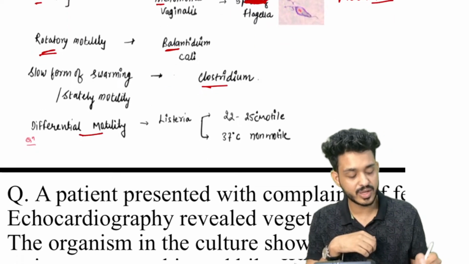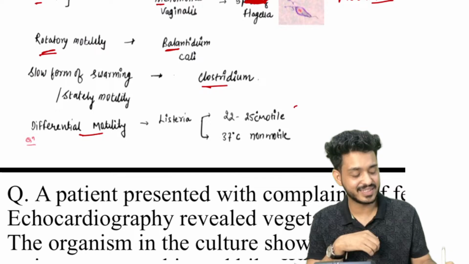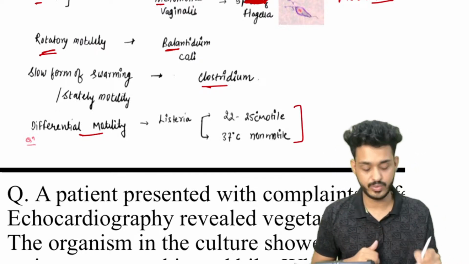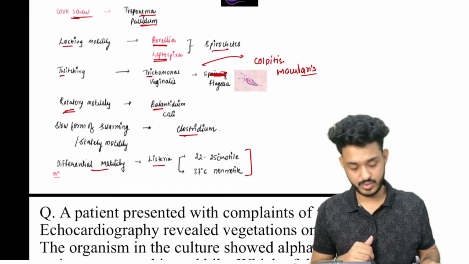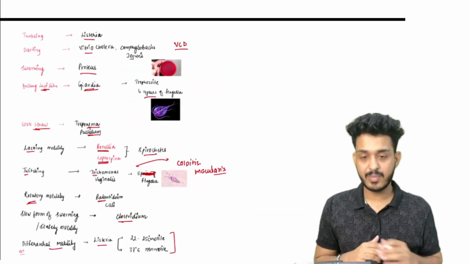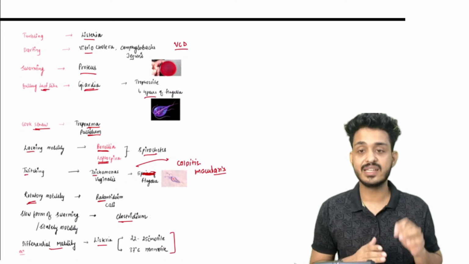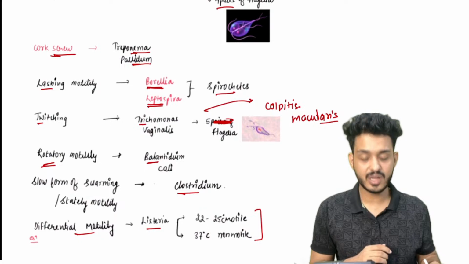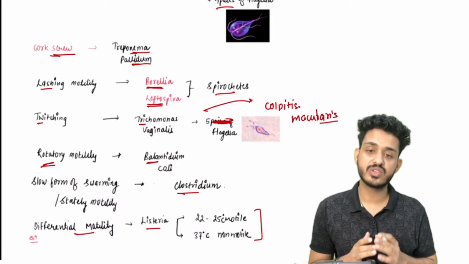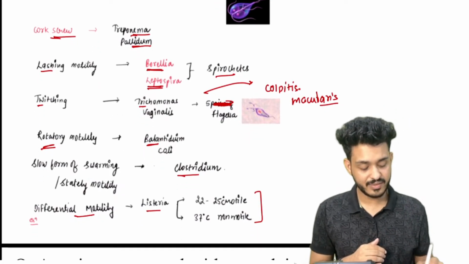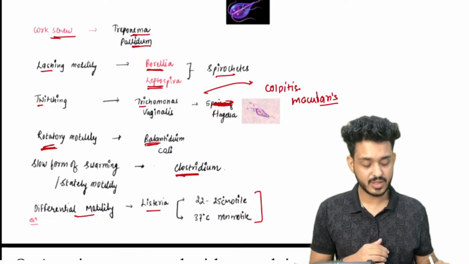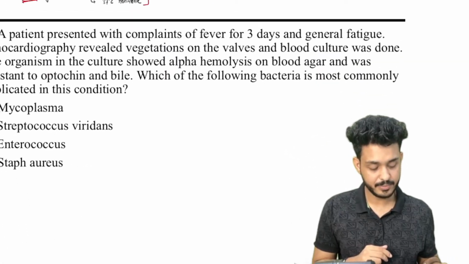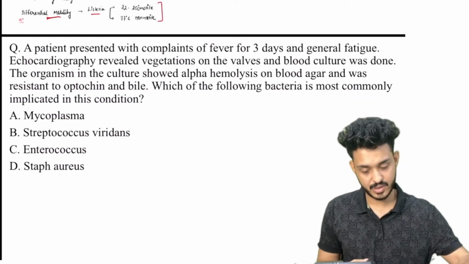And differential motility. Remember guys, differential motility is seen with Listeria, and that is the question they have asked you. Then guys, tumbling, Listeria, darting, VCD, swarming, Proteus, falling leaf like Giardia, corkscrew will be Treponema, lashing will be Borrelia, Leptospira, twitching will be Trichomonas, rotatory will be Balantidium, stately will be Clostridium, and differential motility will be seen with this particular thing. Okay. Now try to solve this particular question.